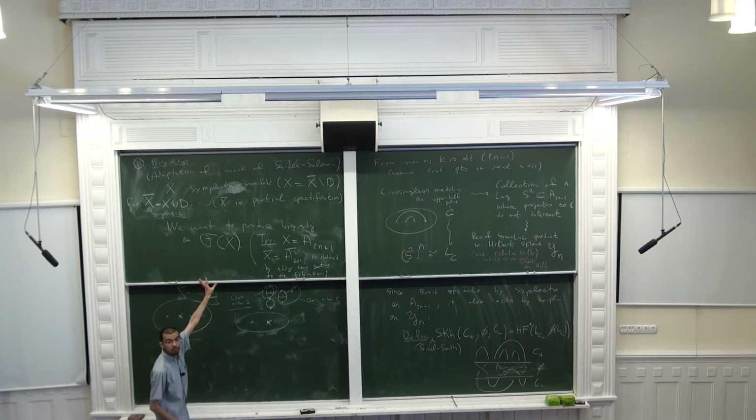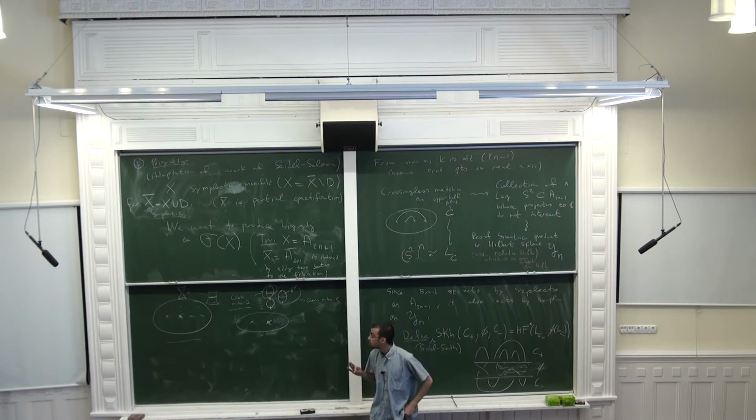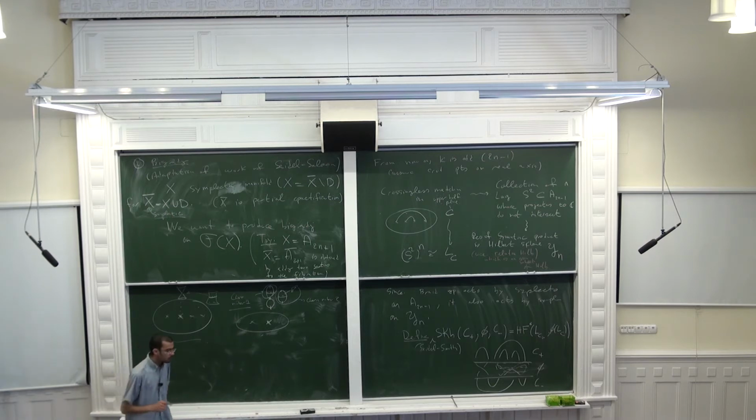Okay, now I'll go back to the very general situation. So I have this divisor, and what I'm going to do is count the holomorphic curves that pass through this divisor exactly once. But I won't be counting them in the usual way. I'll be counting them in some relatively strange way.